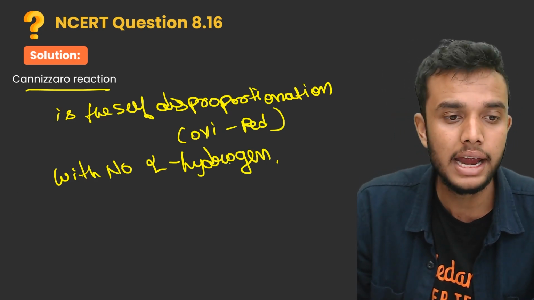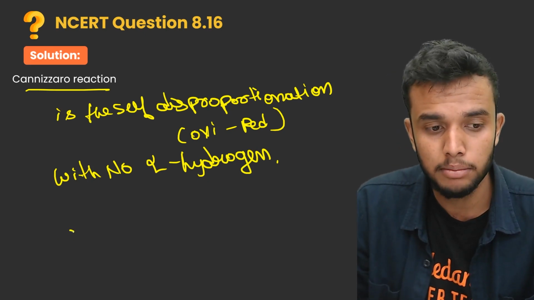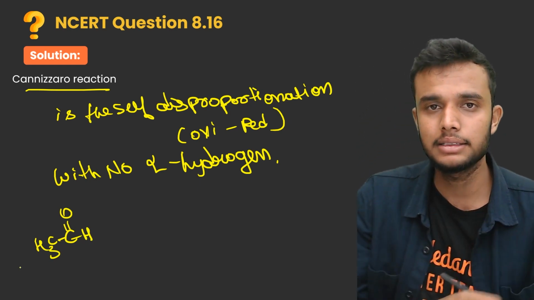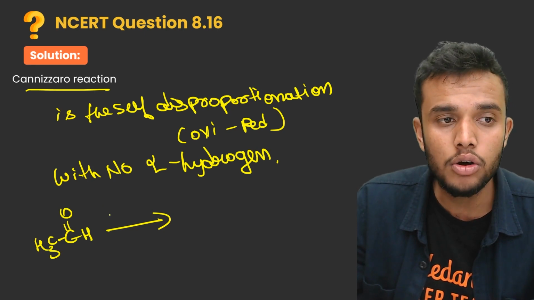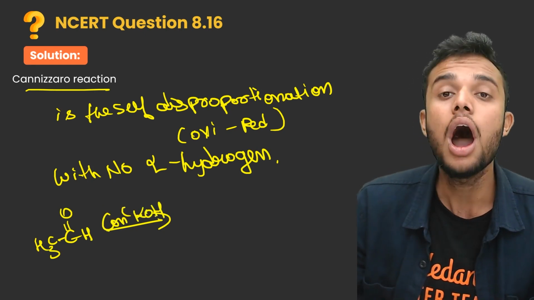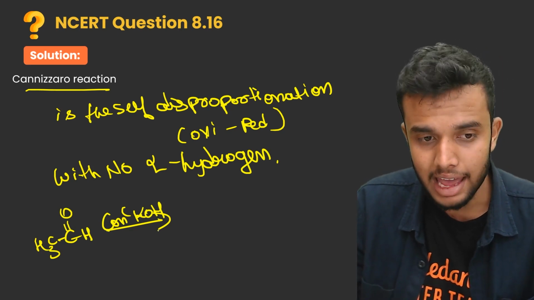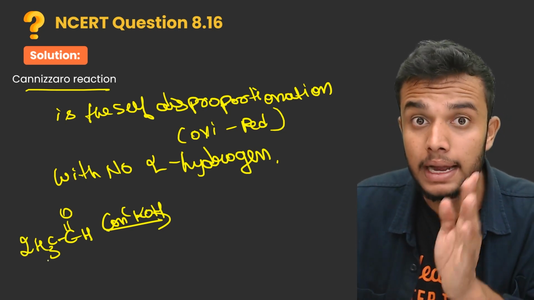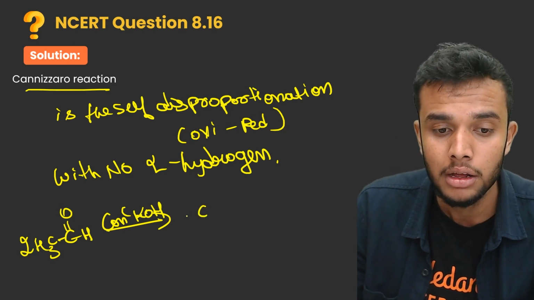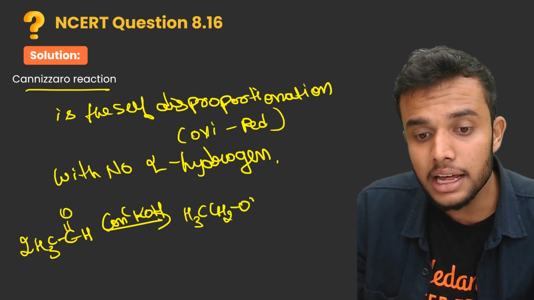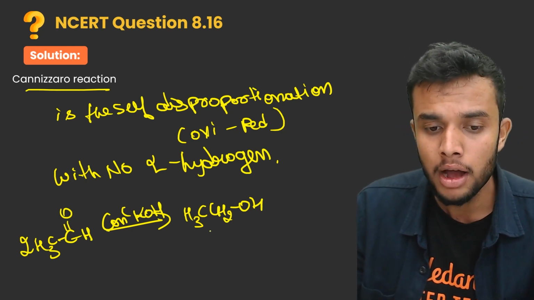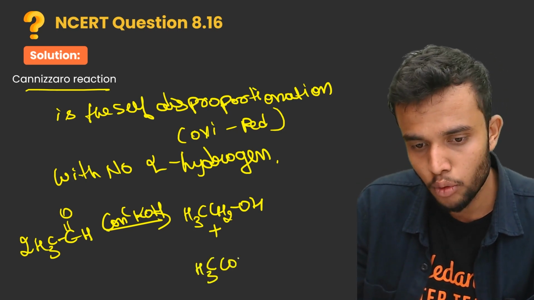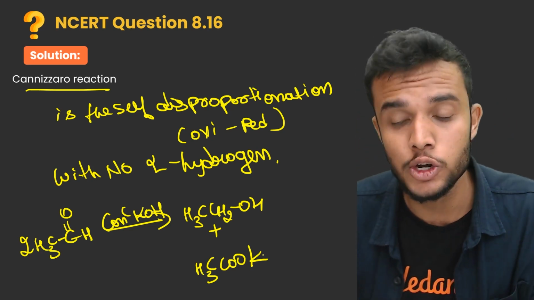For example, choose any aldehyde with no alpha hydrogen. Let's take an example of formaldehyde. It undergoes Cannizzaro reaction in the presence of concentrated base, concentrated KOH, to yield two compounds. One molecule of the aldehyde is reduced to give alcohol, CH3OH, and another molecule of the same aldehyde is oxidized to give carboxylic acid salt, HCOOK. Understood, students? This reaction is called Cannizzaro reaction. Let's move on to the next one.